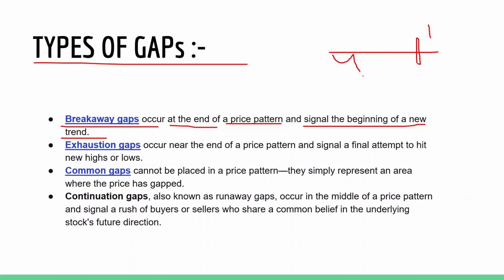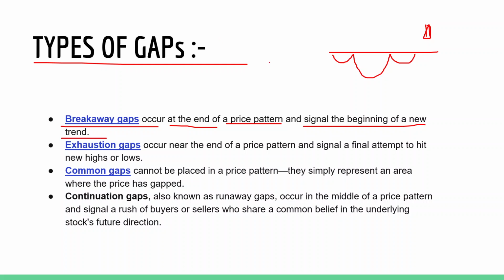Suppose there's an inverse head and shoulders formed here, and the price breaks out. But instead of forming a candle like this, crossing through the resistance area, the price just gaps up, leaves the gap on the chart, and opens 20, 30, 40, or whatever points above the chart pattern area.